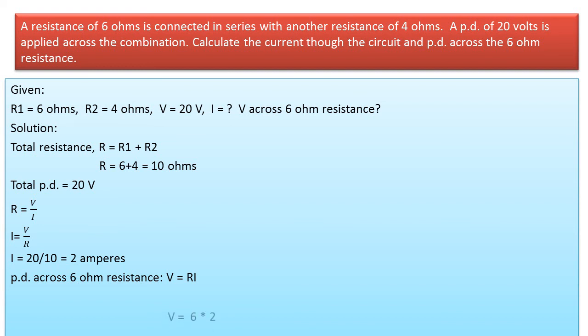So let us substitute the values and get the answer. So V is equal to resistance value is 6, 2 ampere current is flowing through it, so 6 multiplied by 2, that is 12 volts. So how much potential difference is available to this 6 ohm resistor? 12 volts out of total 20 volts. Okay.